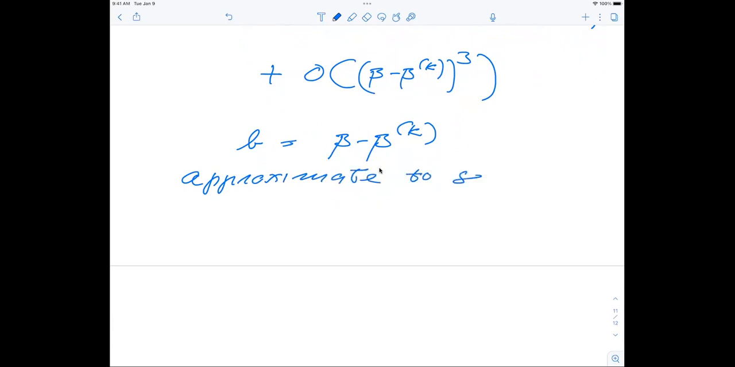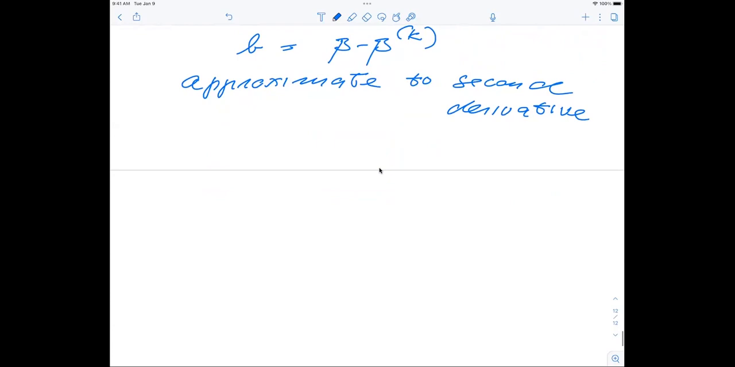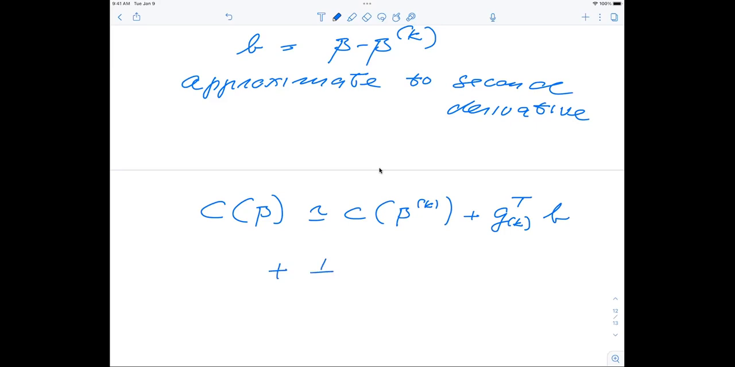The second derivative. So we are hoping that all the higher derivatives multiplied with these vectors give a negligible contribution to the second derivative. So what we get then is C of beta, which is now proportional to C of beta of k, plus the gradient at k multiplied with this vector b, plus 1/2 times b transpose multiplied with H, evaluated at beta of k, multiplied with b.